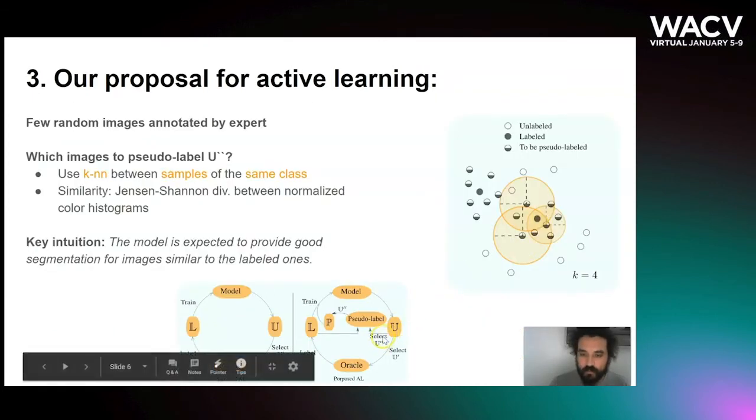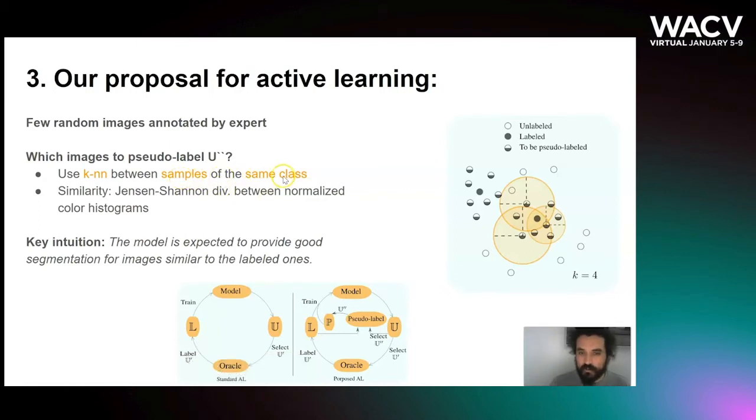Now, for the additional samples that we select, we use KNN, where we perform KNN over samples of the same class. For each labeled sample, we look in its neighborhood, and if there is an unlabeled sample, we pseudo-label that sample. The assumption here is that a pseudo-labeled sample is more likely to be assigned a good segmentation by the model because there is a labeled sample nearby.